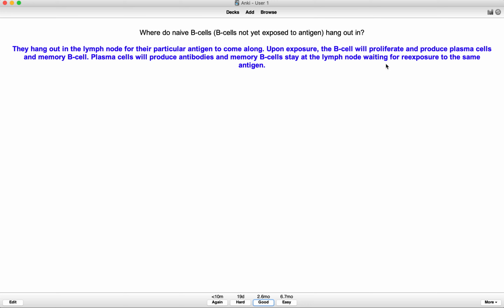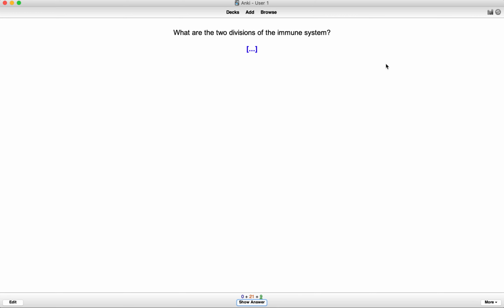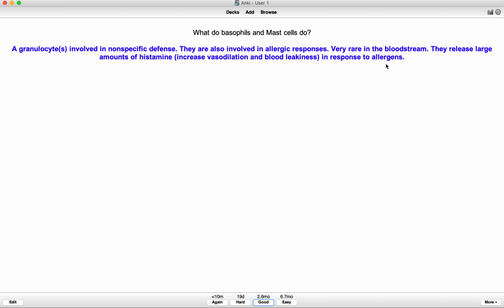Producing plasma cells and memory B cells. Humoral, innate immunity and adaptive. Basophils and mast cells are granulocytes involved in non-specific defenses. They're involved in allergic reactions, rare in the bloodstream, and they release a huge amount of histamine in response to allergens.